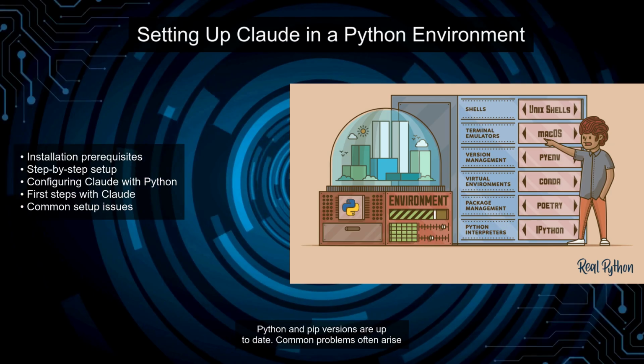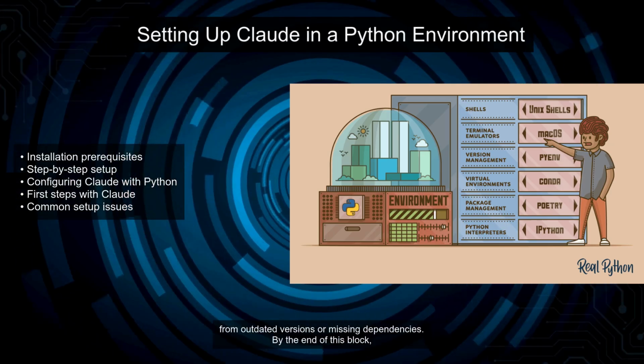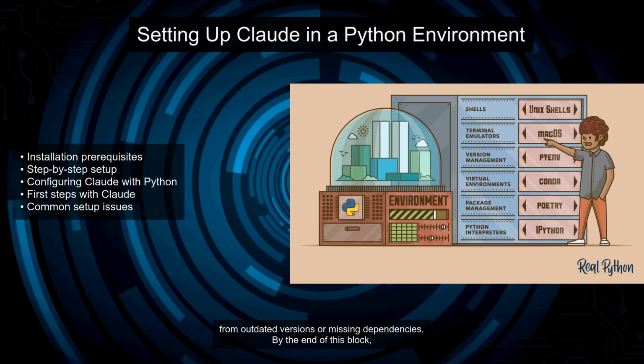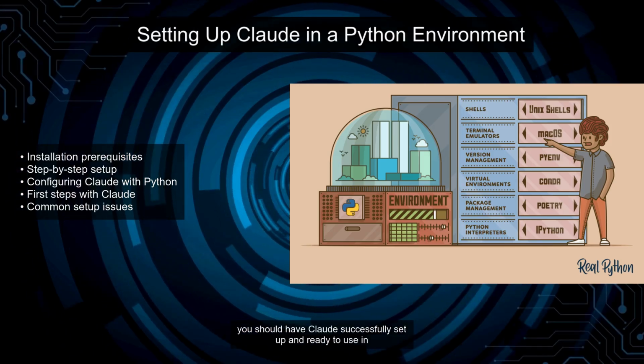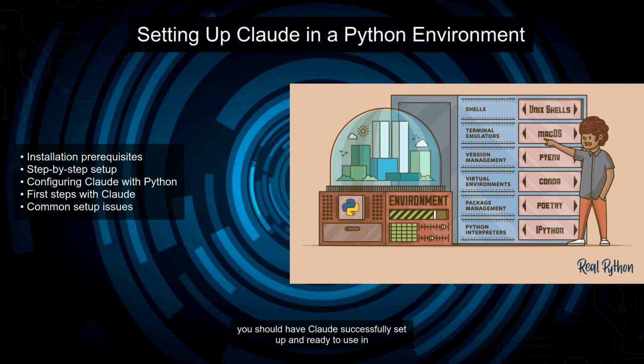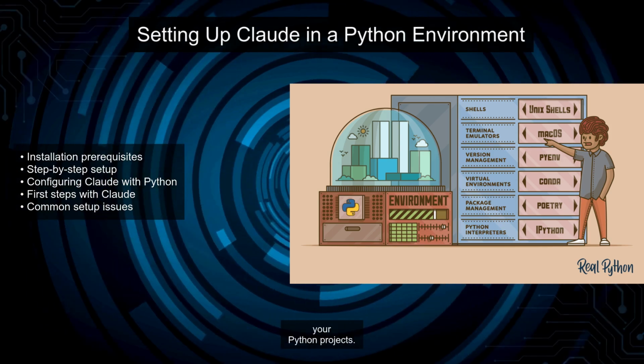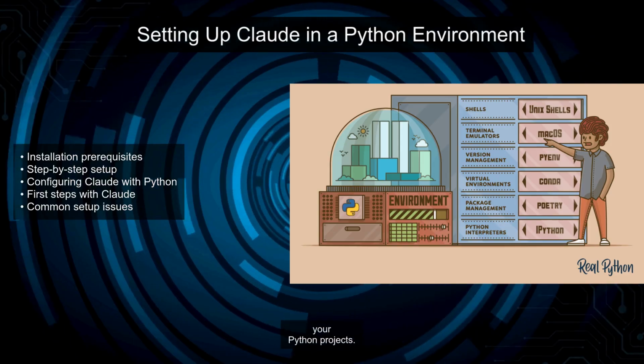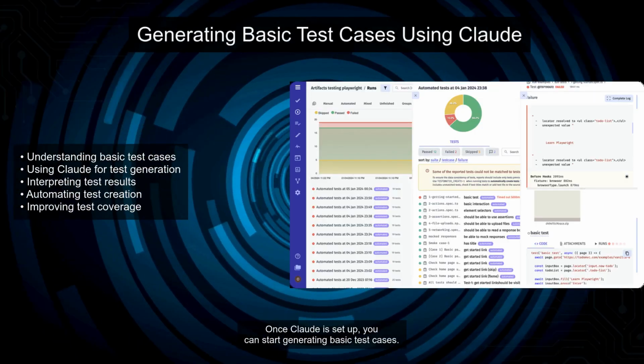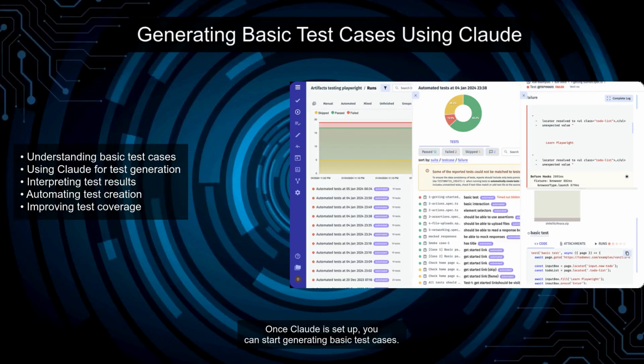If you encounter any issues during installation, ensure your Python and pip versions are up to date. Common problems often arise from outdated versions or missing dependencies. By the end of this block, you should have Claude successfully set up and ready to use in your Python projects. Once Claude is set up, you can start generating basic test cases.